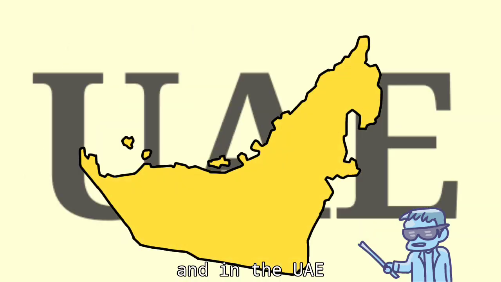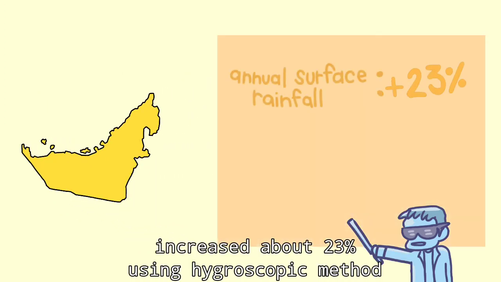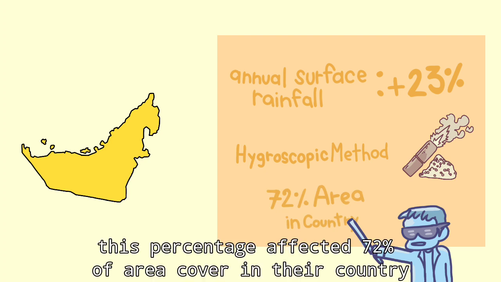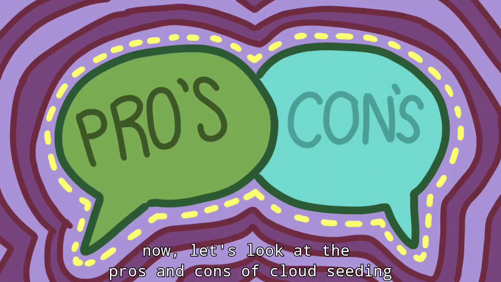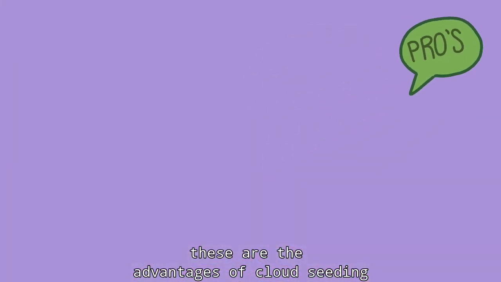And in the UAE, annual surface rainfall increased about 23% using the hygroscopic method. This percentage affected 72% of the area cover in their country. Now, let's look at the pros and cons of cloud seeding. These are the advantages of cloud seeding.